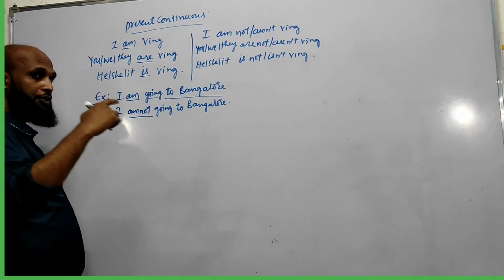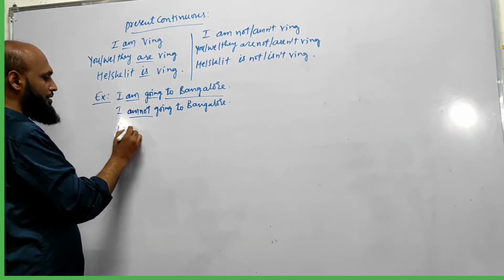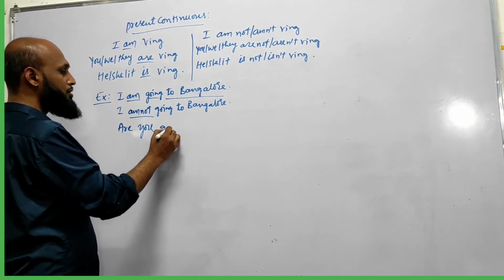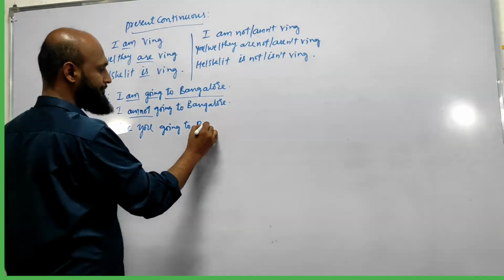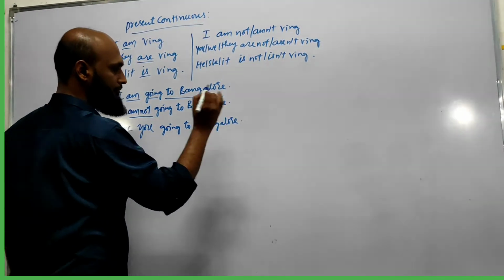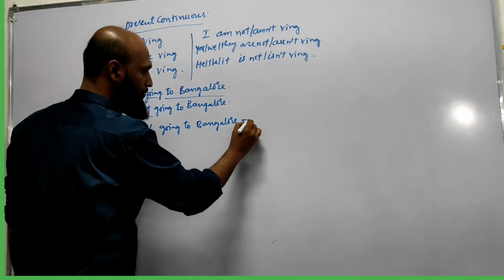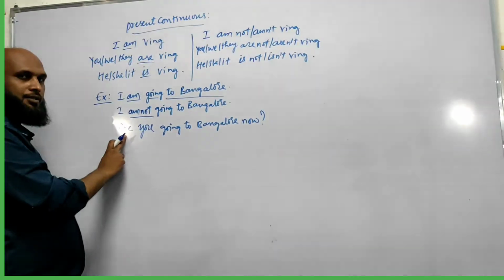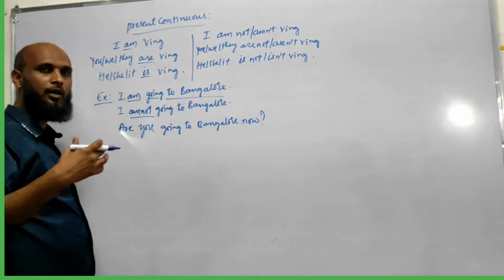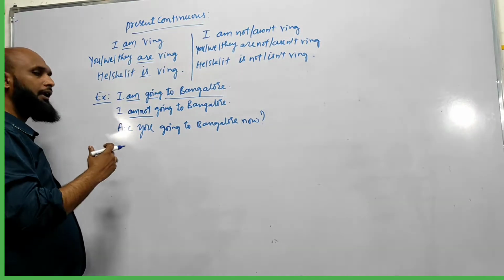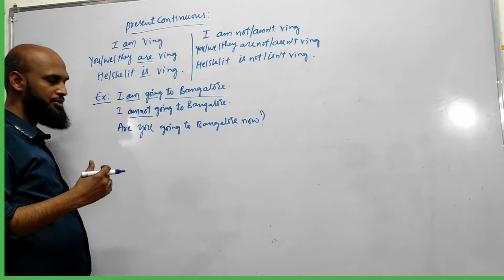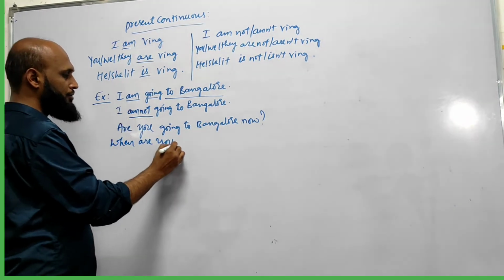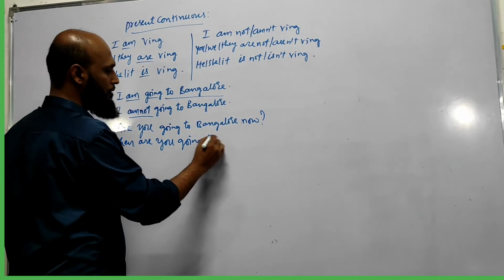Like, are you going to Bangalore? Are is the helping verb. You are going to use, are you going to Bangalore? Alright? Are you going to Bangalore now? This is a question. If you use the helping verb first, then it means that you are actually asking a question. Are you going to Bangalore? And even you can use WH questions with it. Like you can even say, when are you going to Bangalore?